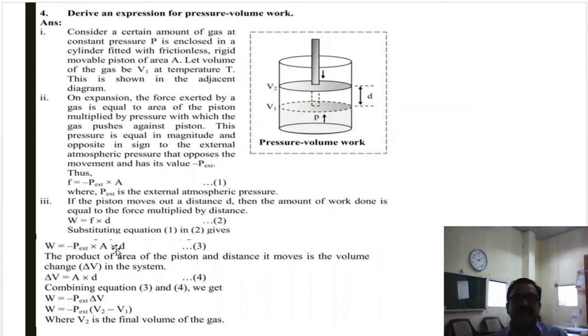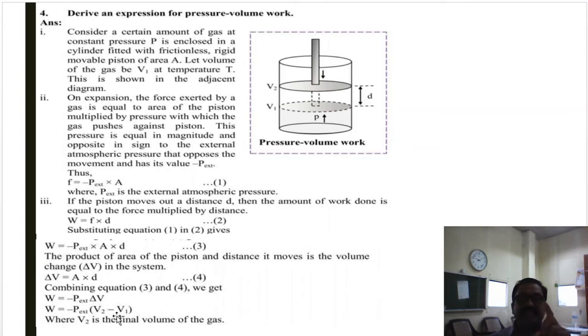After putting these values, the equation becomes W is equal to minus P external into A, that is the cross sectional area, into the displacement. A into displacement is equal to the change in volume. A into d is nothing but the cross sectional area multiplied by this displacement, which gives the change in volume. Hence, equation number 2 becomes W is equal to minus P external into delta V, the change in volume, that is V2 minus V1. This is our required derivation.